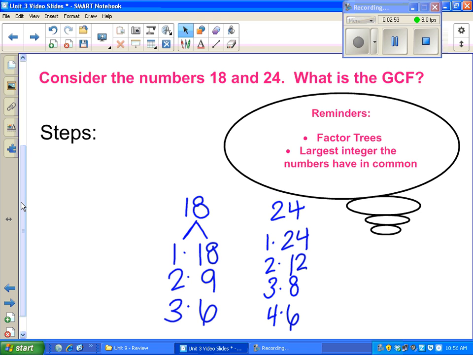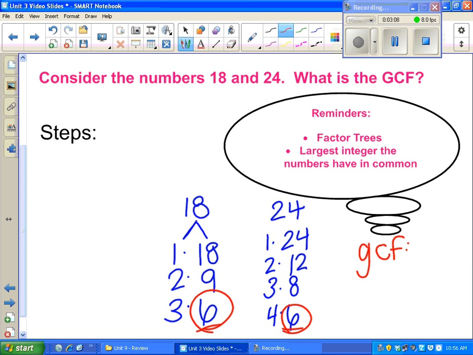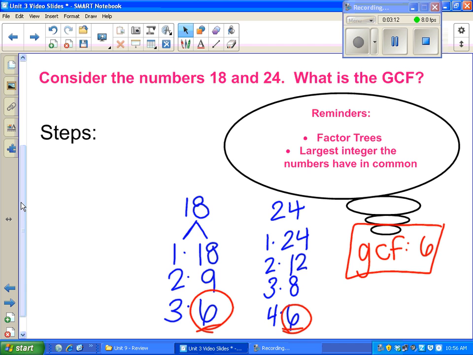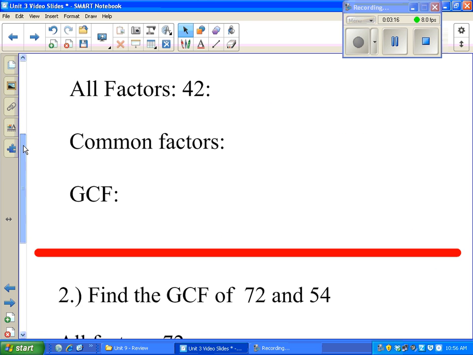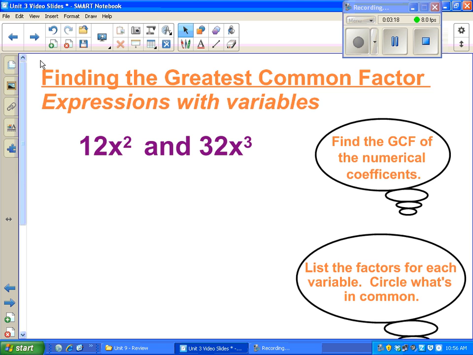If I'm looking for the greatest common factor, I'm looking for the biggest number that they have in common. So let's see, the biggest number they have in common might be 6. Looks like 6 to me. That's the largest number that they have in common. So the GCF for 18 and 24 is 6. All right, I don't think we need to do more practice on that. So let's go ahead and look at greatest common factor with variables.